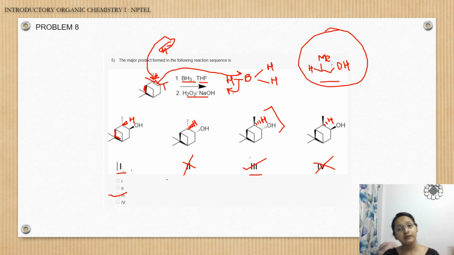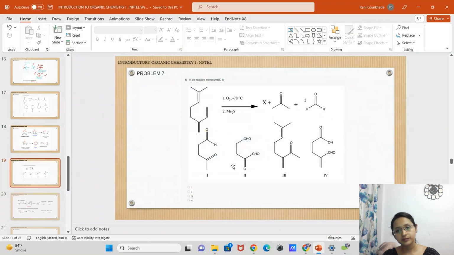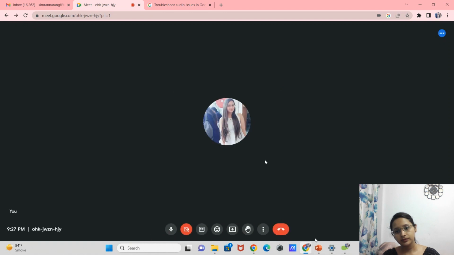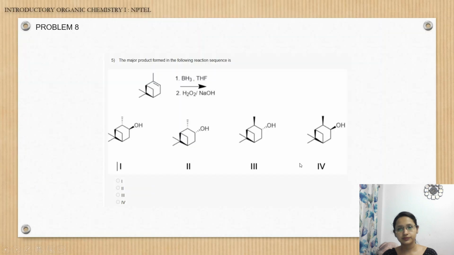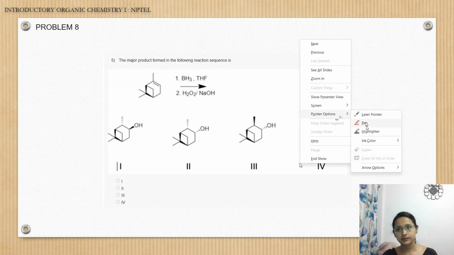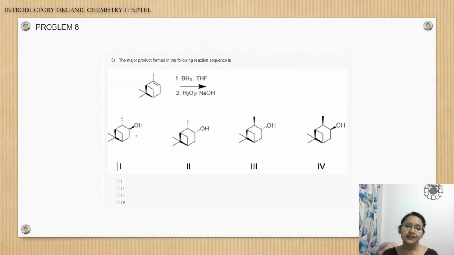But here we are seeing that the steric hindrance also plays an important role. It is above the plane. That is why the H and BH2 will prefer to add to the alkene from the below side. So that is why option number 3 will be the correct one. This will be the answer. Right. I hope it is clear now.